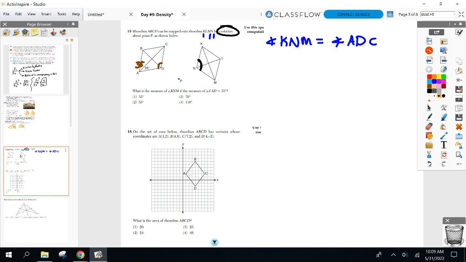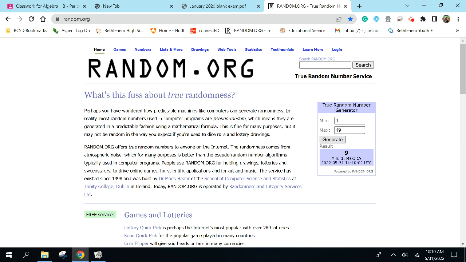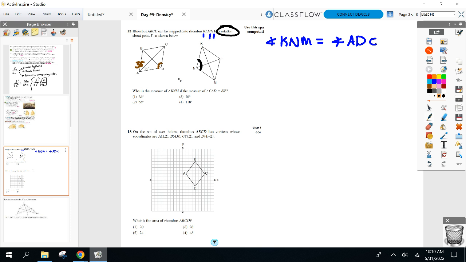Keep going. What do I know about two consecutive angles in a rhombus? Because that angle's 70, but I'm looking for the one that's next to it. Remember that? The two consecutive angles in a rhombus are supplementary. So this is going to end up being 180 minus 70, 110. All good? Rhombus properties, and then just remember rotation doesn't change angle measurements.